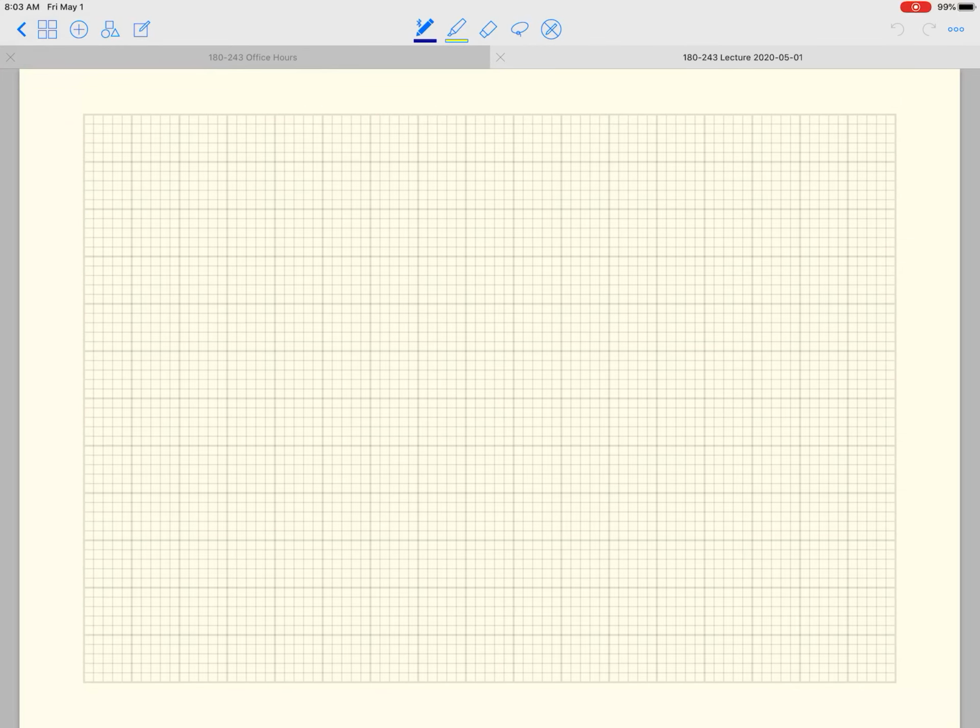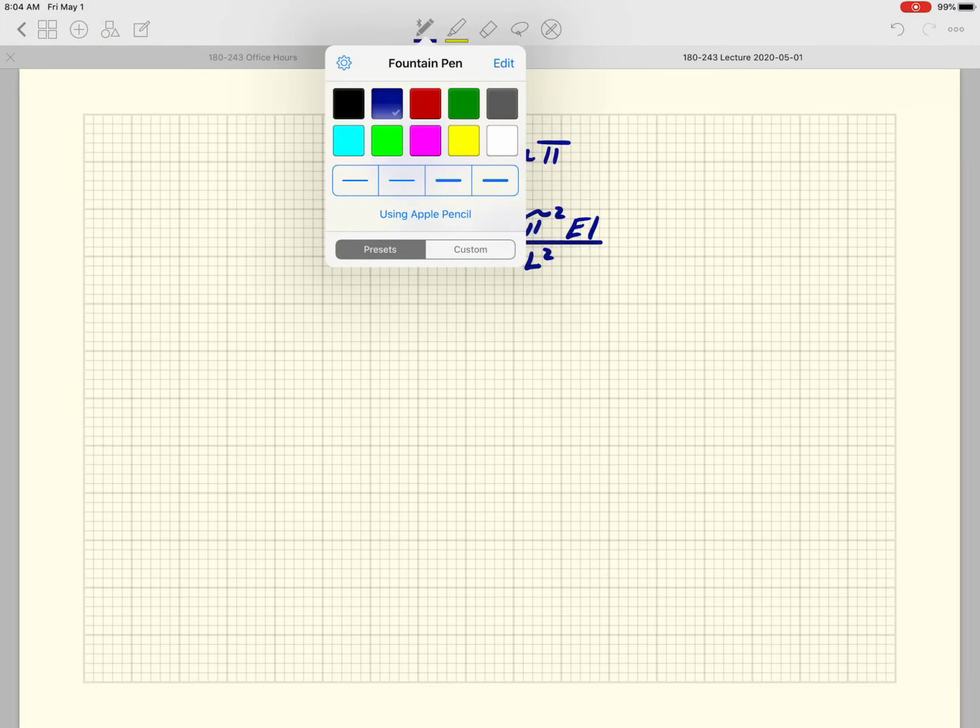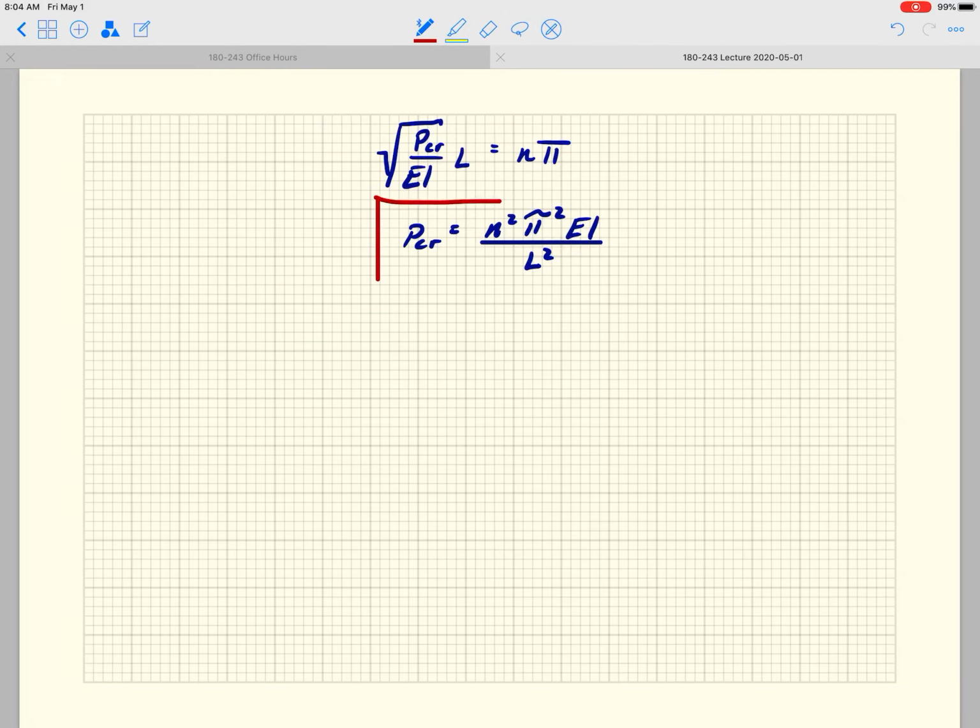So if we keep moving forward here, I'm going to bring the P critical back, because this is now the buckling load. I guess it always was the buckling load. The square root of P critical over EI times L equals n times pi. If we then solve for P critical, we get n squared pi squared EI divided by L squared. I'm going to box this one in red.